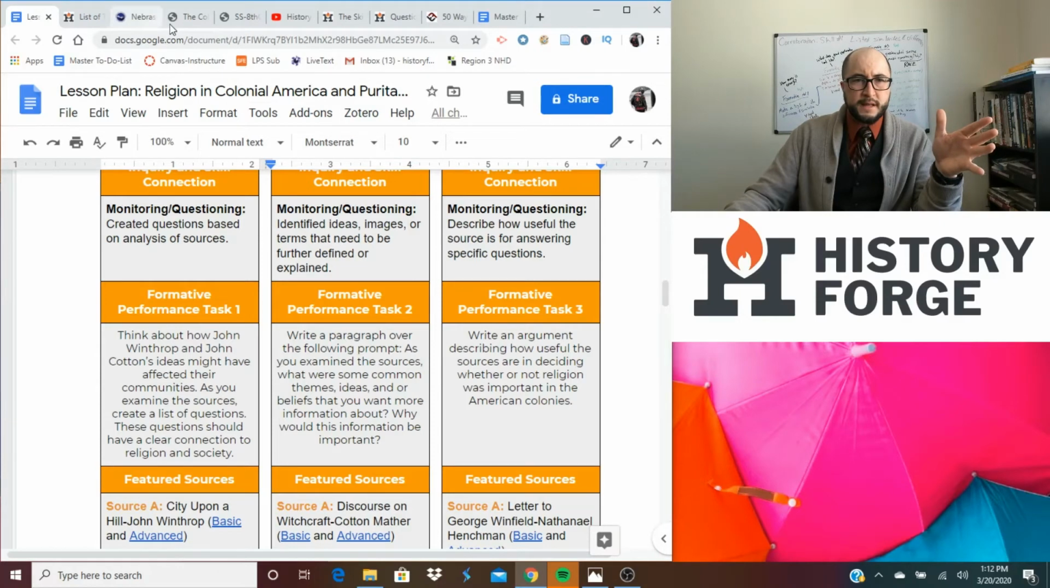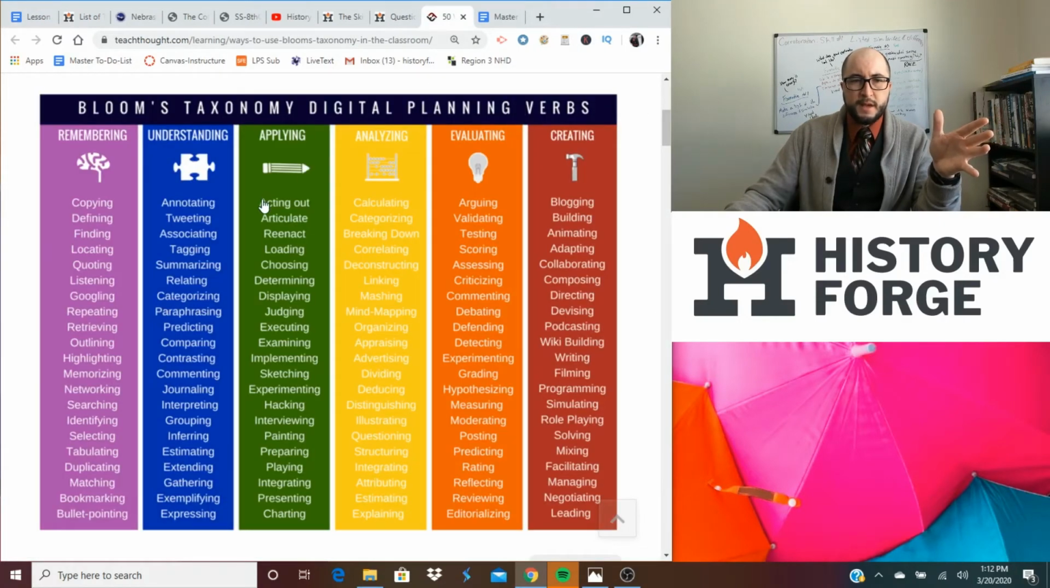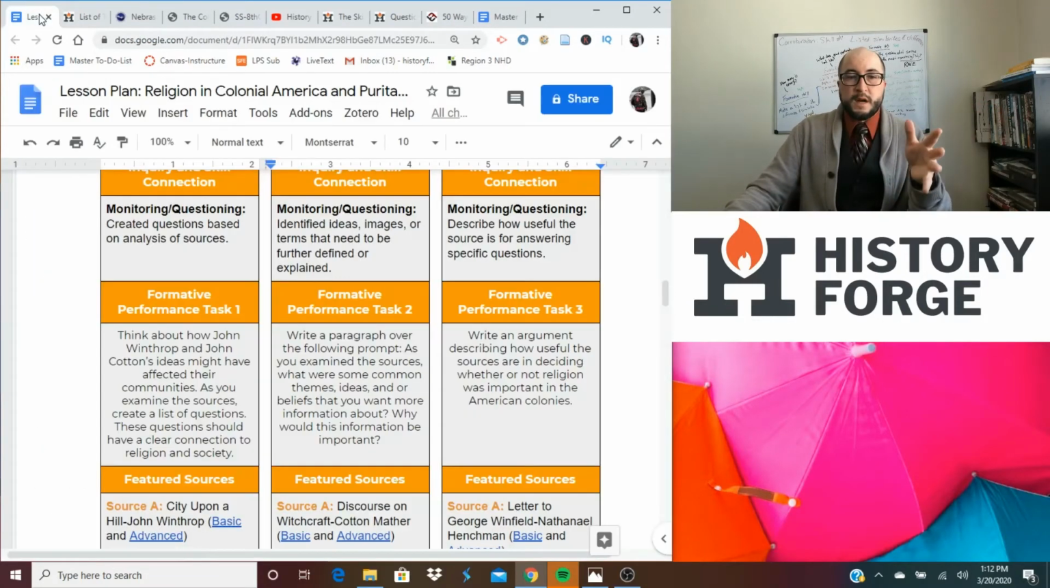So this formative assessment is also more mid-level. If we go back to that Bloom's taxonomy, I would say writing a paragraph and using the source the way they did would be more like applying and analyzing. So we're getting more into this middle area. So we're scaffolding up. That's the entire point.